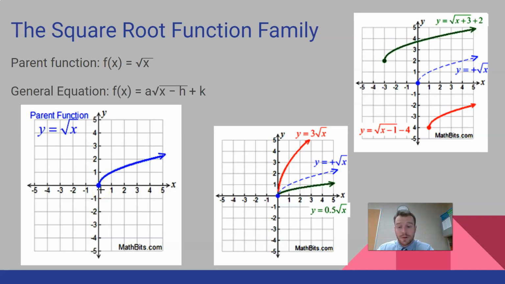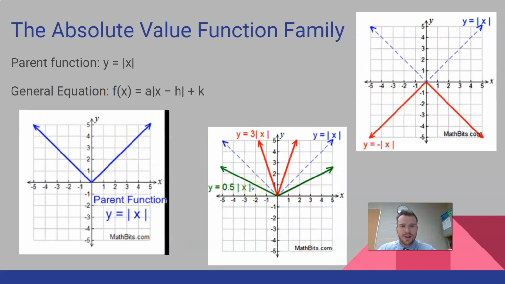Now for the square root parent function, we have an important point, and all we have to call it is the starting point. That's it. It's also at the origin, 0, 0. And here you see some shifts and some stretches and compressions of the square root function.